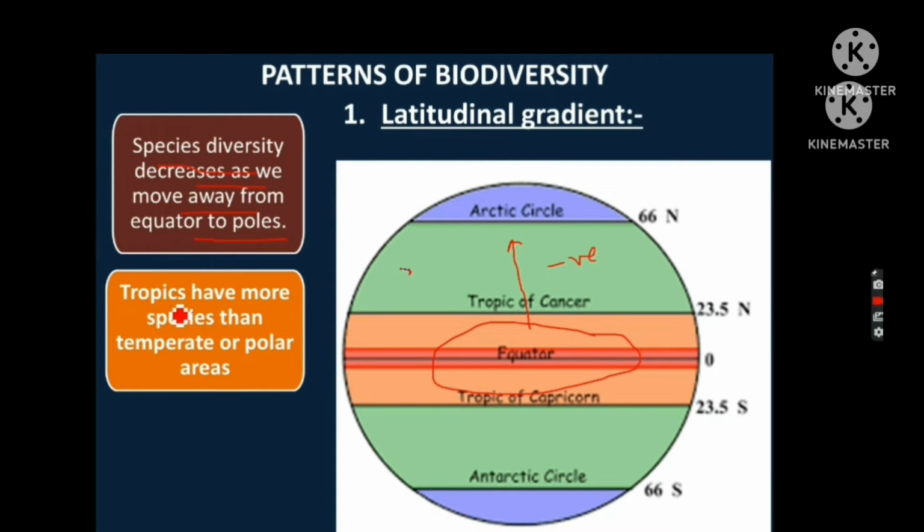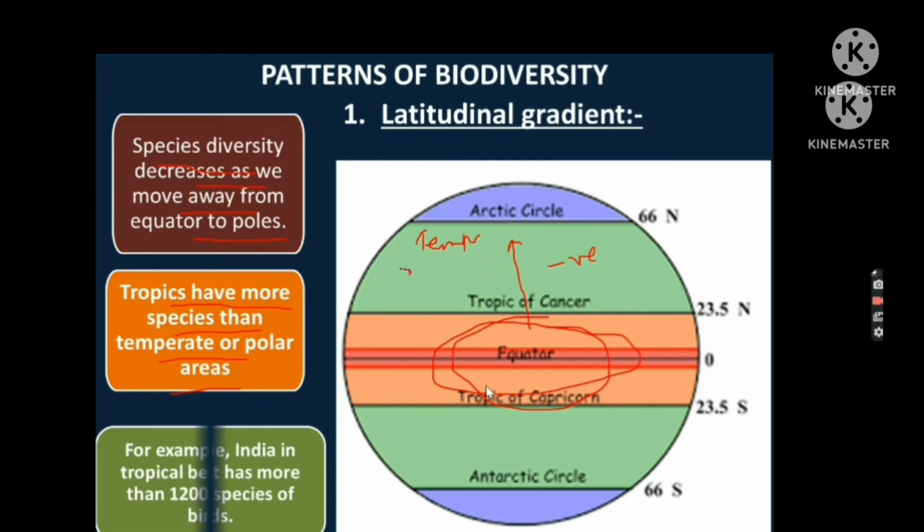And the second observation is that tropical area has got more species than temperate or polar area. This is tropical area. Tropical area has got more diversity than the temperate. Temperate is there here. Than temperate area, tropical area has got more diversity. For example, India has more diversity. It has 1200 species of birds.